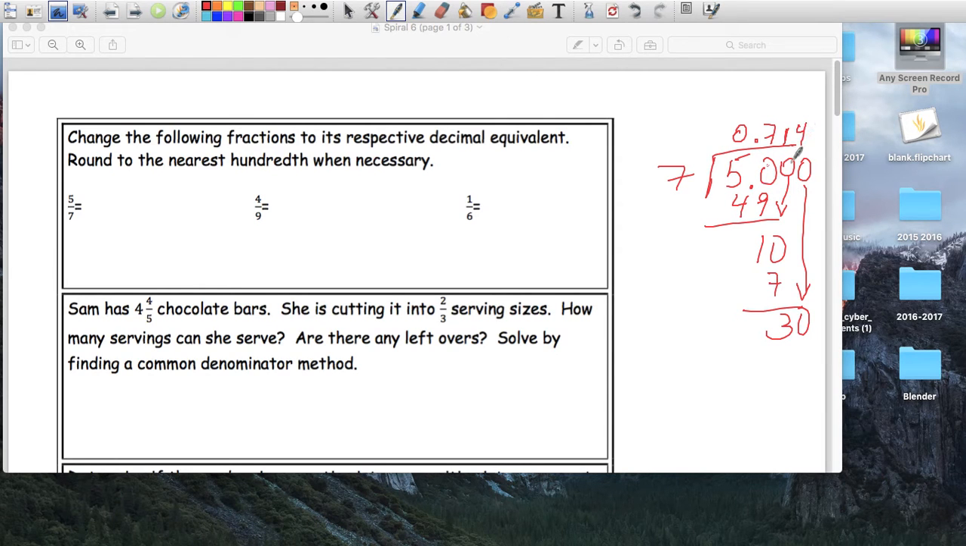The reason I'm doing it with at least 3 decimal places on the quotient is that I'm going to stop at 3 decimal places, so I can round to the nearest hundredth. My number here is 0.714. I want to cut it after 2 decimal places. I'll put a line over here. That 4 does not have enough power to move that 1 up, so the final answer is 0.71, rounded to the nearest hundredth.